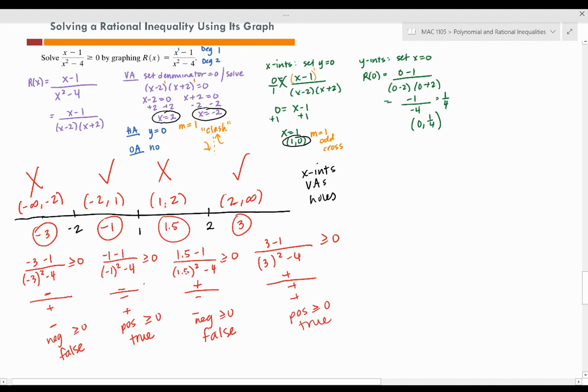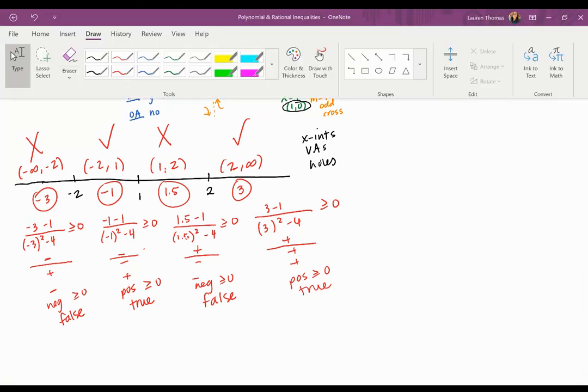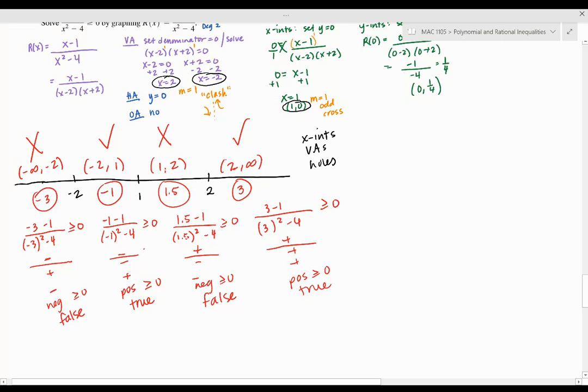So when it comes to my solution, I only want the intervals that make it true, or intervals that told me that I was going to be above the x-axis. So when we found that these intervals were either negative or positive, we were actually finding if the graph sat below the x-axis or above it. So for false, we were below the x-axis. For true or positive, we were above. Negative, we were below. And positive, we were above.